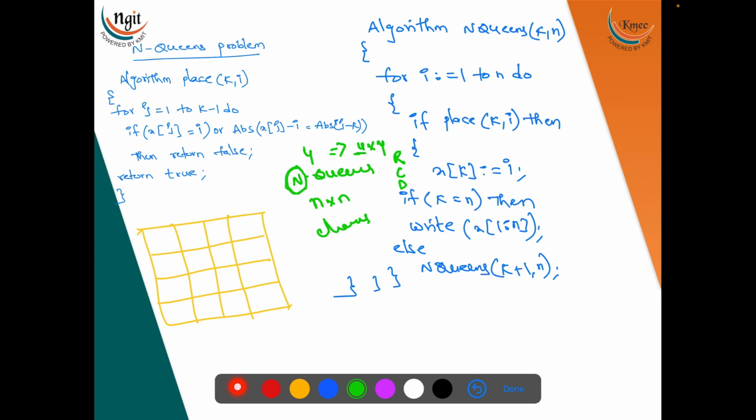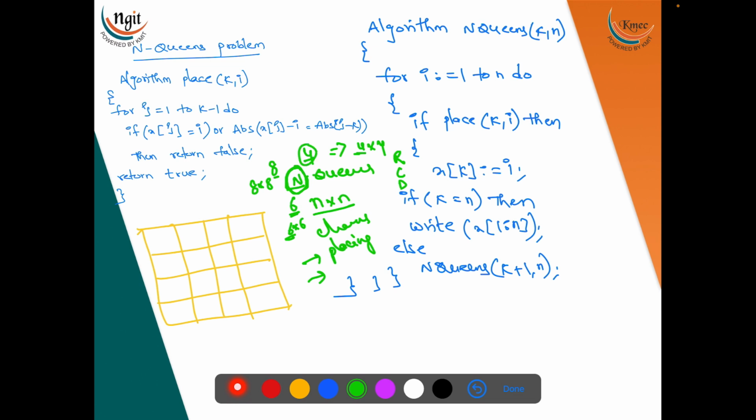If this n value is 8, then the chessboard dimension should be 8 by 8. If n is 6, then the chessboard dimension should be 6 by 6. This 8 or 4 or 6 represents how many queens you are going to place, and this number will also tell you the dimension of your chessboard. Both things come in the same figure.